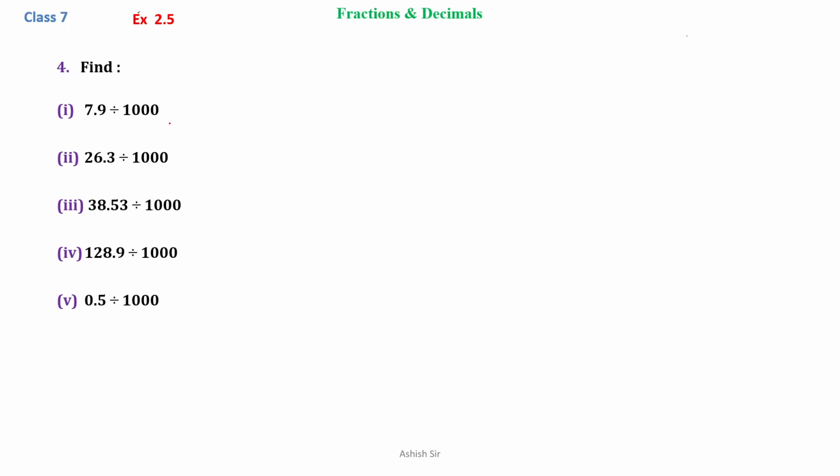Exercise 2.5, question number 4. We need to divide 7.9 by 1000. Here we see that there are three zeros, and we know that when we divide, the decimal point will move towards the left. So here there are three zeros, so the decimal point is going to move three digits to the left. So we will write down here 79, and the point is going to move from here three digits to the left, so we need to place two zeros more here.